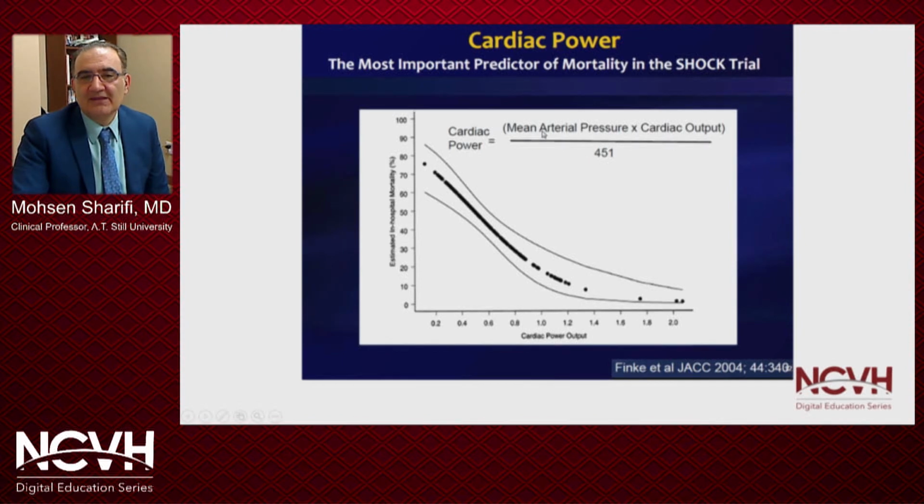It is the product of the mean arterial pressure expressed in millimeters of mercury times the cardiac output in liters per minute divided by this constant number, 451. So let's say somebody's arterial pressure is 100 and the cardiac output is maintained at 5 liters. That's 500 divided by 451, which is over 1, and that puts the outcome at a very reasonable survival rate. However, if it is below 1 and clearly below 0.6, the mortality can be as high as 70% or more.